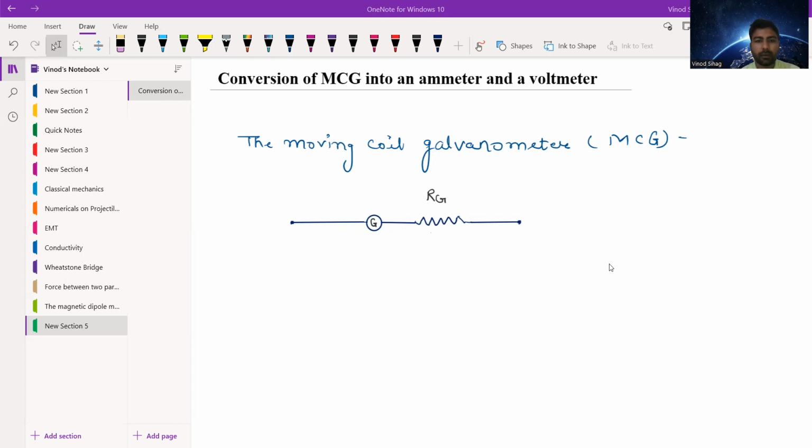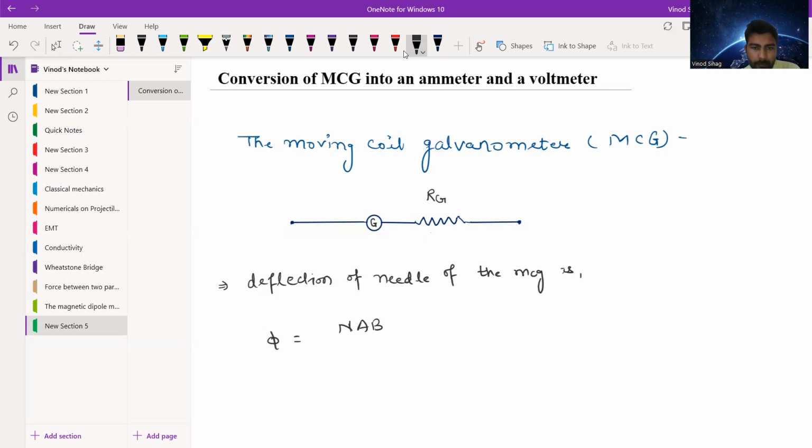And the deflection from the equilibrium of a galvanometer is given as: deflection of the needle of the moving coil galvanometer, which is denoted by phi equals NAB upon K into I. I'll tell you the meaning of this N, A, B, K, and I.